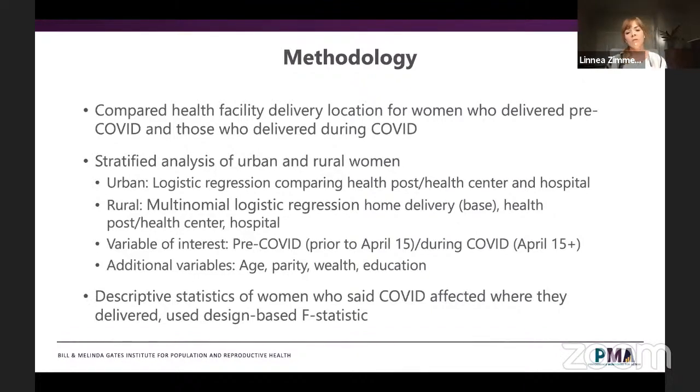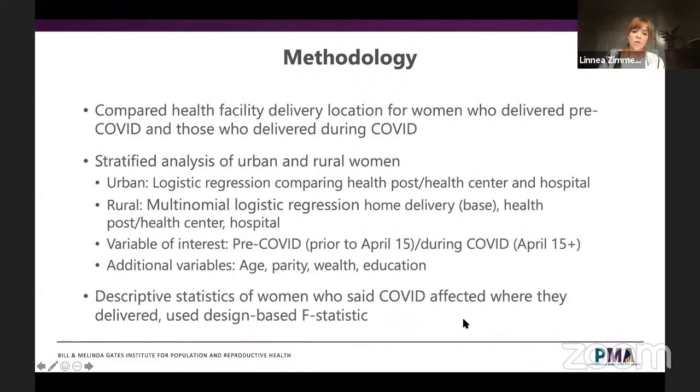And then we also accounted for age, parity, wealth, and education. And we don't actually expect that these are confounders in the sense that they're related to whether or not a woman gave birth pre and post COVID. But because delivery utilization is so different across Ethiopia and across these socio-demographic characteristics, we just wanted to include them to sort of demonstrate this.